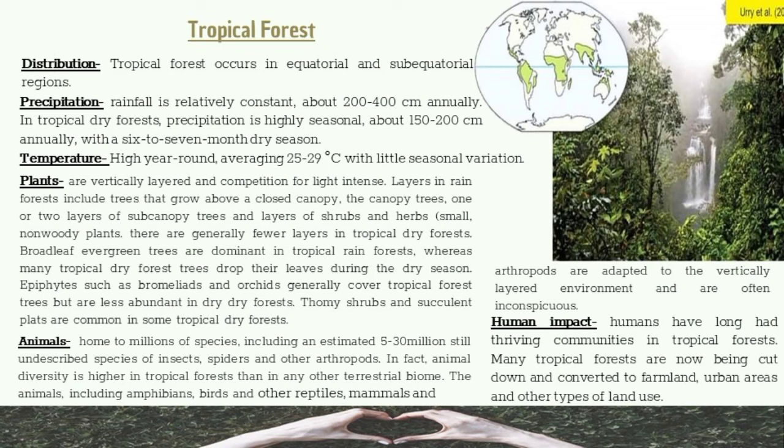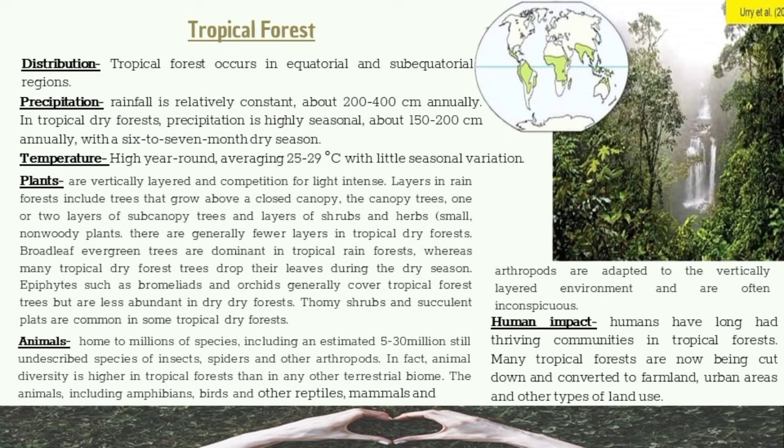They have constant and quite plentiful annual precipitation. They have the highest precipitation from 200 to 400 centimeters annually. Some could have a quite dry season, averaging 150 to 200 centimeters annually. The temperature is quite constant all year round with no seasonal variation. So little to no seasonal variation, it's between 25 to 29 degrees Celsius.